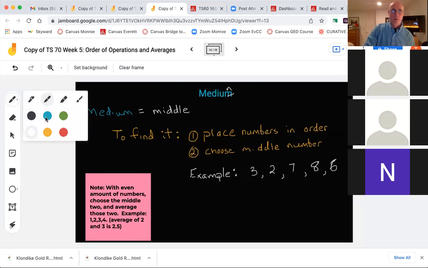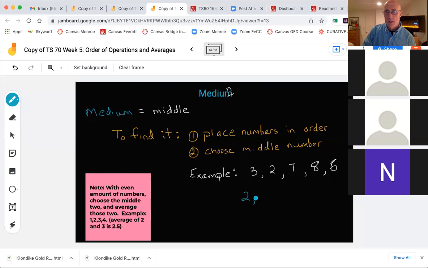So in my list of numbers on the screen here, I've got 3, 2, 7, 8, and 6. If they ask for the median, the middle number, I would put them in order first. 2, then 3, and then 6 goes next, and then 7, and then 8. You see how I took all these numbers and put them in order, smallest to greatest. Then I would go, okay, which number is in the middle? Well, in this particular case, the middle number is this 6 right here. It's the one in the middle. That's the median. When they're asking for the median, they want that middle number.